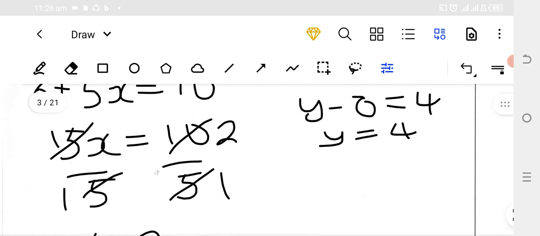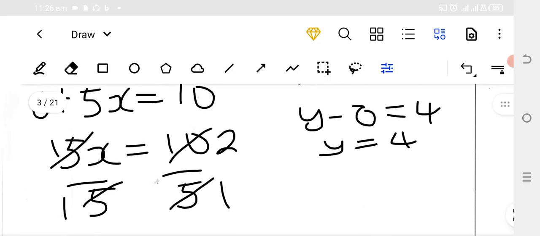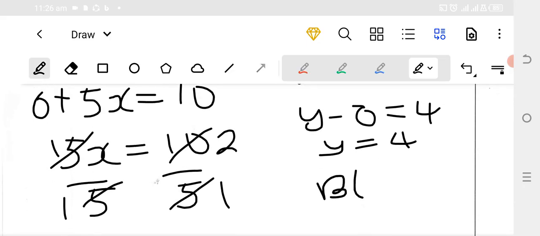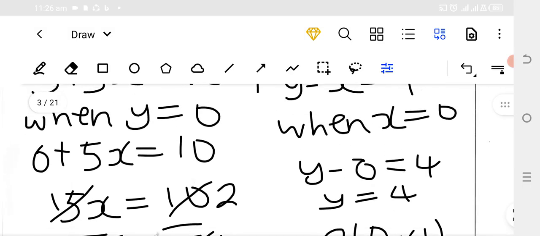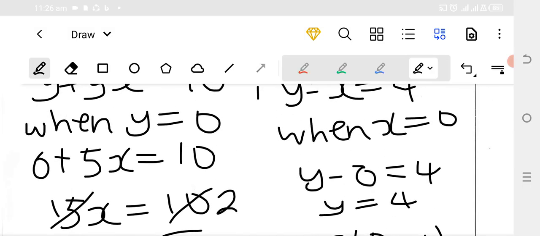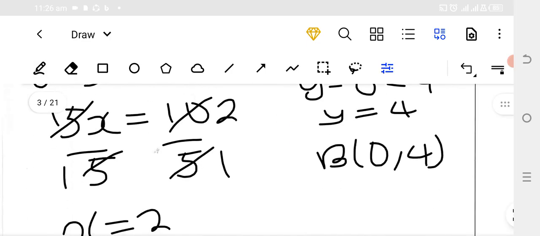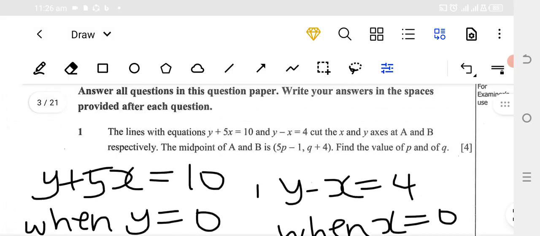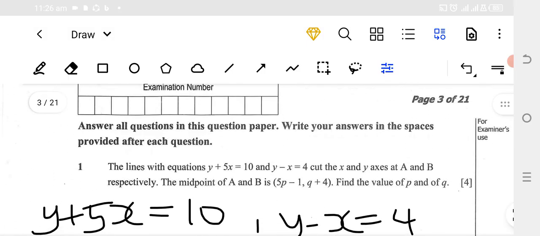So it's going to be B. The coordinate is going to be B, which is (0, 4). Why am I saying (0, 4)? Because x is equal to 0. To continue, you have to see what they said here, the lines with equations that and that.